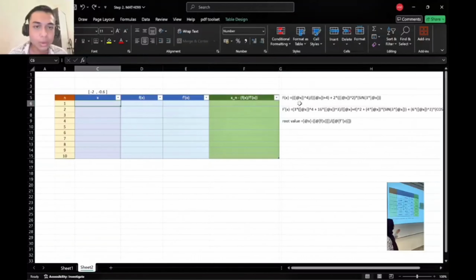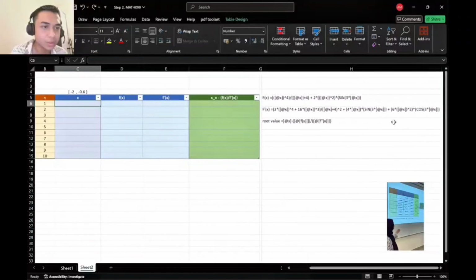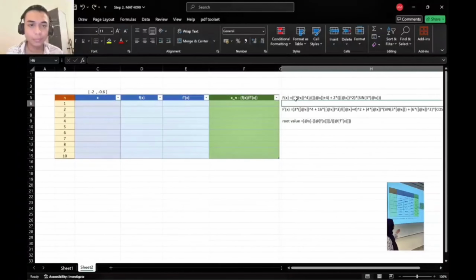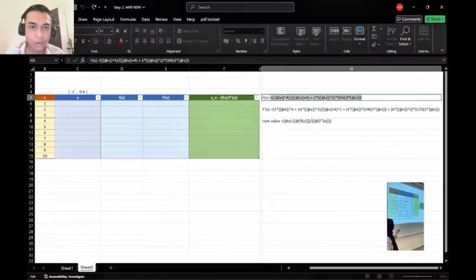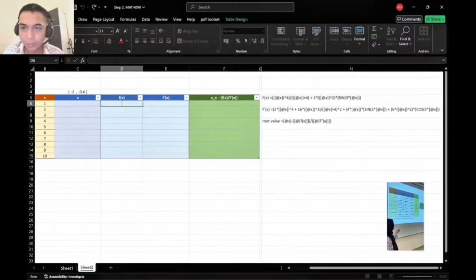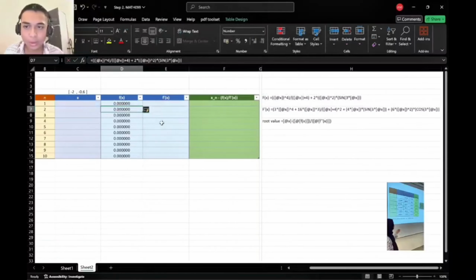And then the equation of the function is x to the power of 4 over x plus 4, plus 2x squared times sin 3x. The equation of the derivative is 3x to the power of 4 plus 16x cubed over (x plus 4) squared, plus 4x times sin 3x plus 6x squared times cos 3x. And the equation of the root value is x minus function over derivative function. And then you can just copy the formula or type it out yourself and then insert it in each column.